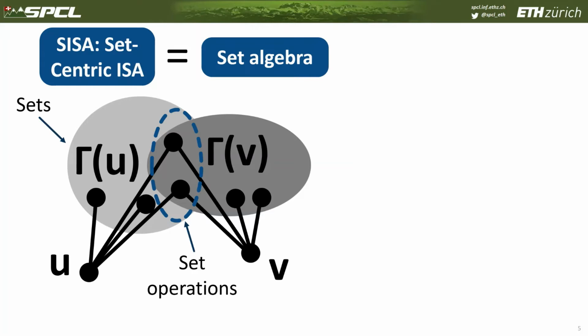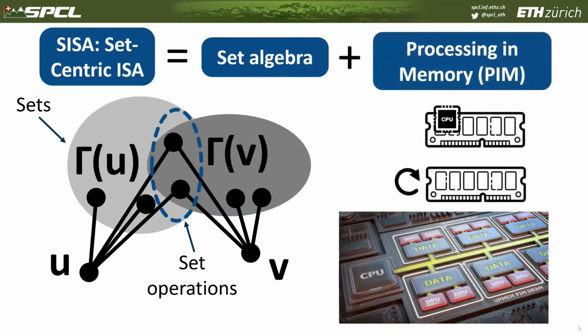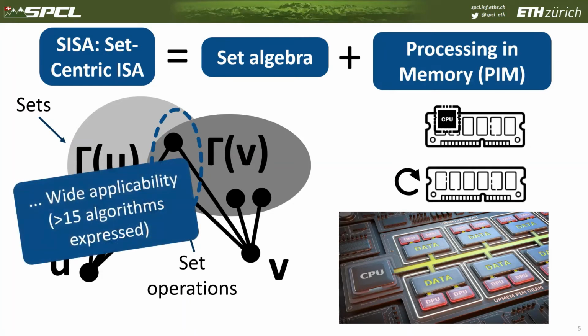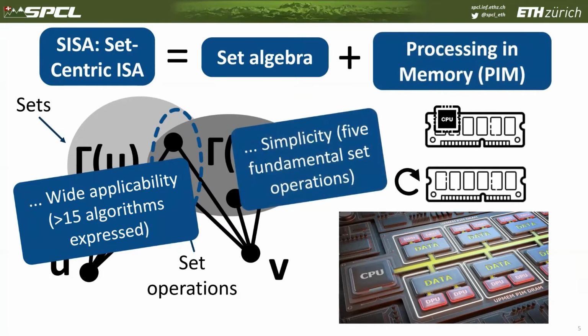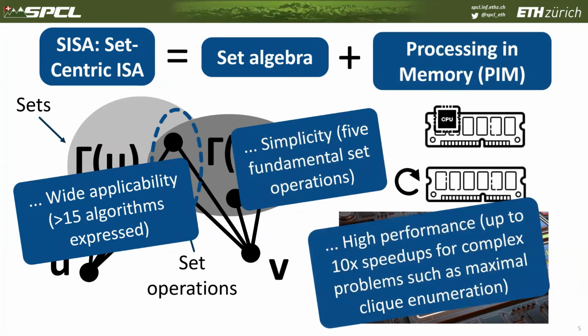But then the other part is to implement these set algebra building blocks with accelerators, with PIM architectures. As we will see, this on one hand enables wide applicability, so we provide more than 15 algorithmic formulations that are based on these set algebra building blocks. On the other hand, it comes with simplicity and easiness of reasoning, because all we have to do is to apply these fundamental building blocks, and there are not that many of them. And finally, it comes with a lot of performance, so we will see we have up to almost an order of magnitude speedup for some complex graph mining problems.